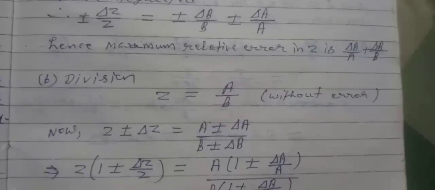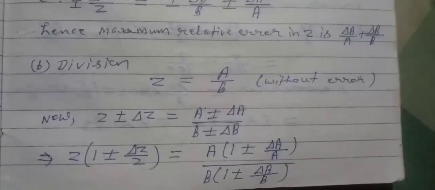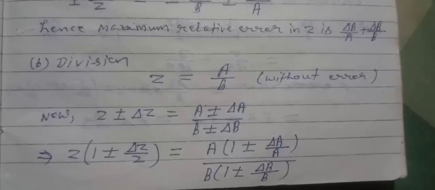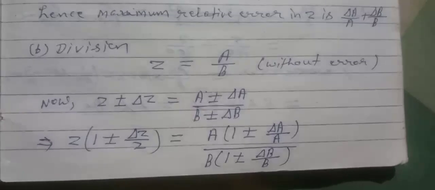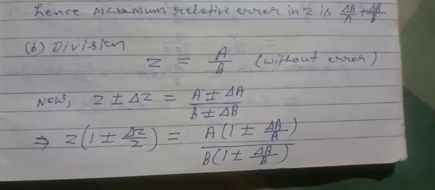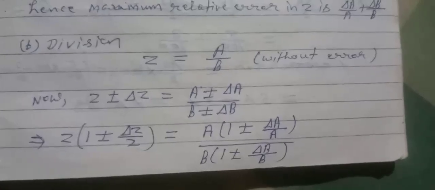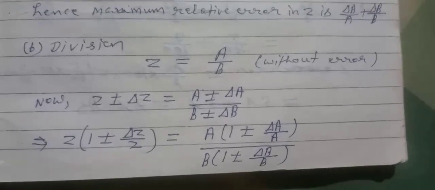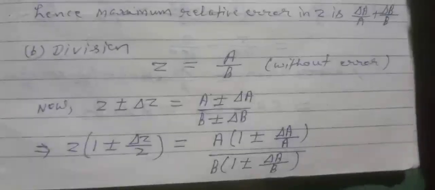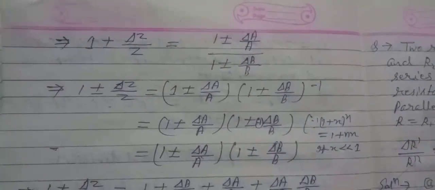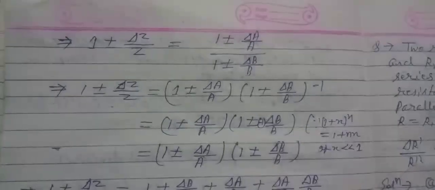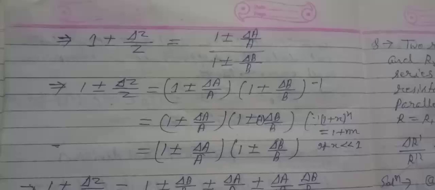B. Division. We have Z equals A by B without error. Now Z plus minus delta Z equals A plus minus delta A divided by B plus minus delta B. This implies Z into (1 plus minus delta Z by Z) equals A into (1 plus minus delta A by A) divided by B into (1 plus minus delta B by B). This implies 1 plus minus delta Z by Z equals (1 plus minus delta A by A) divided by (1 plus minus delta B by B).